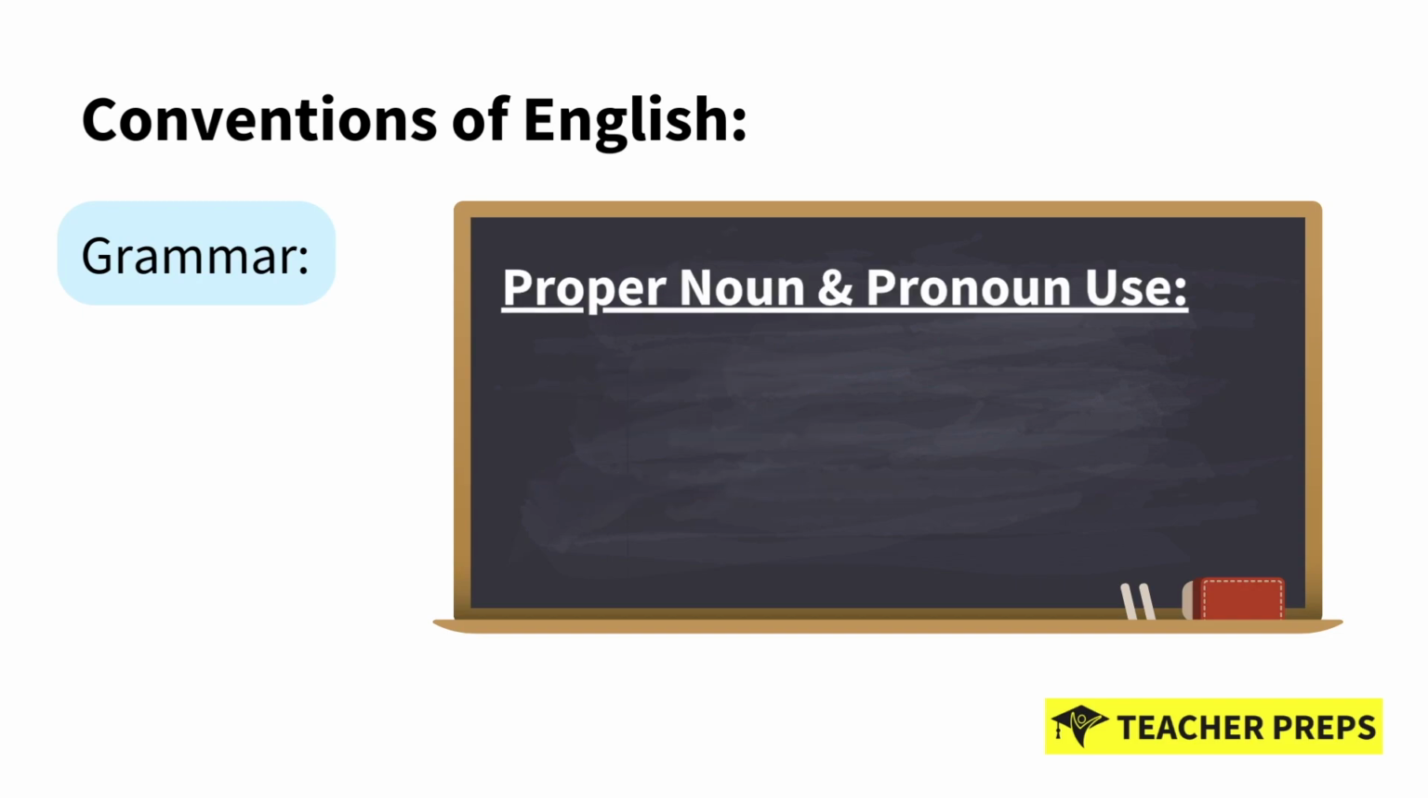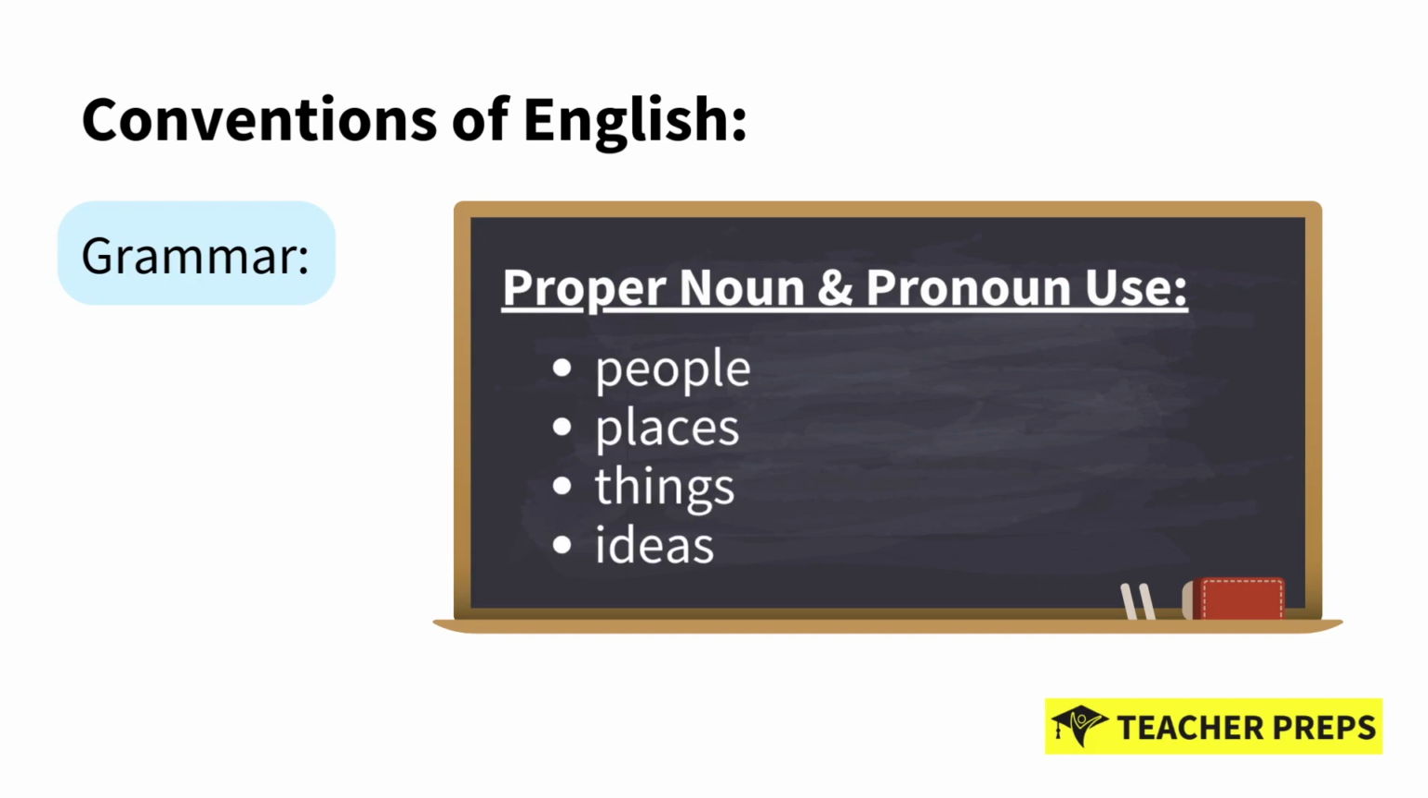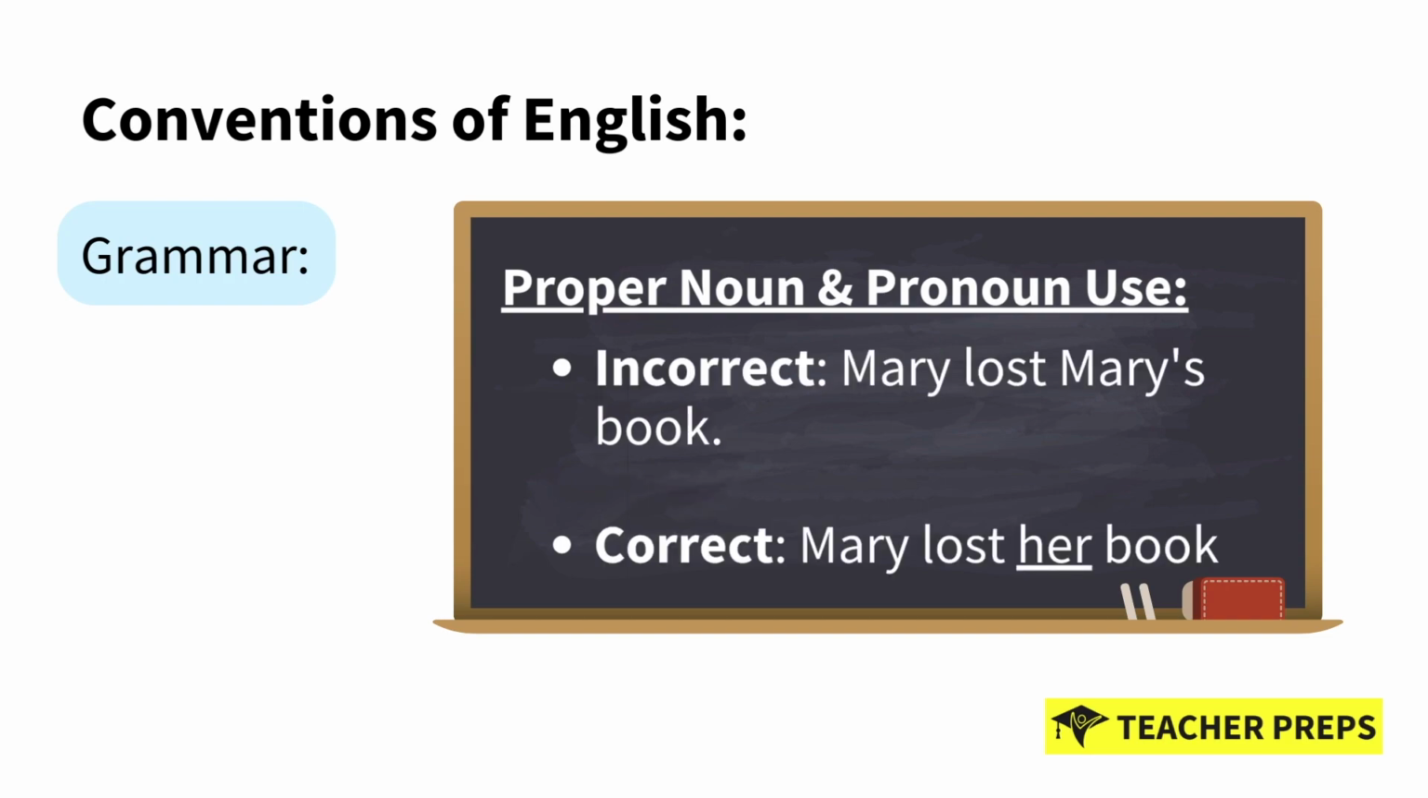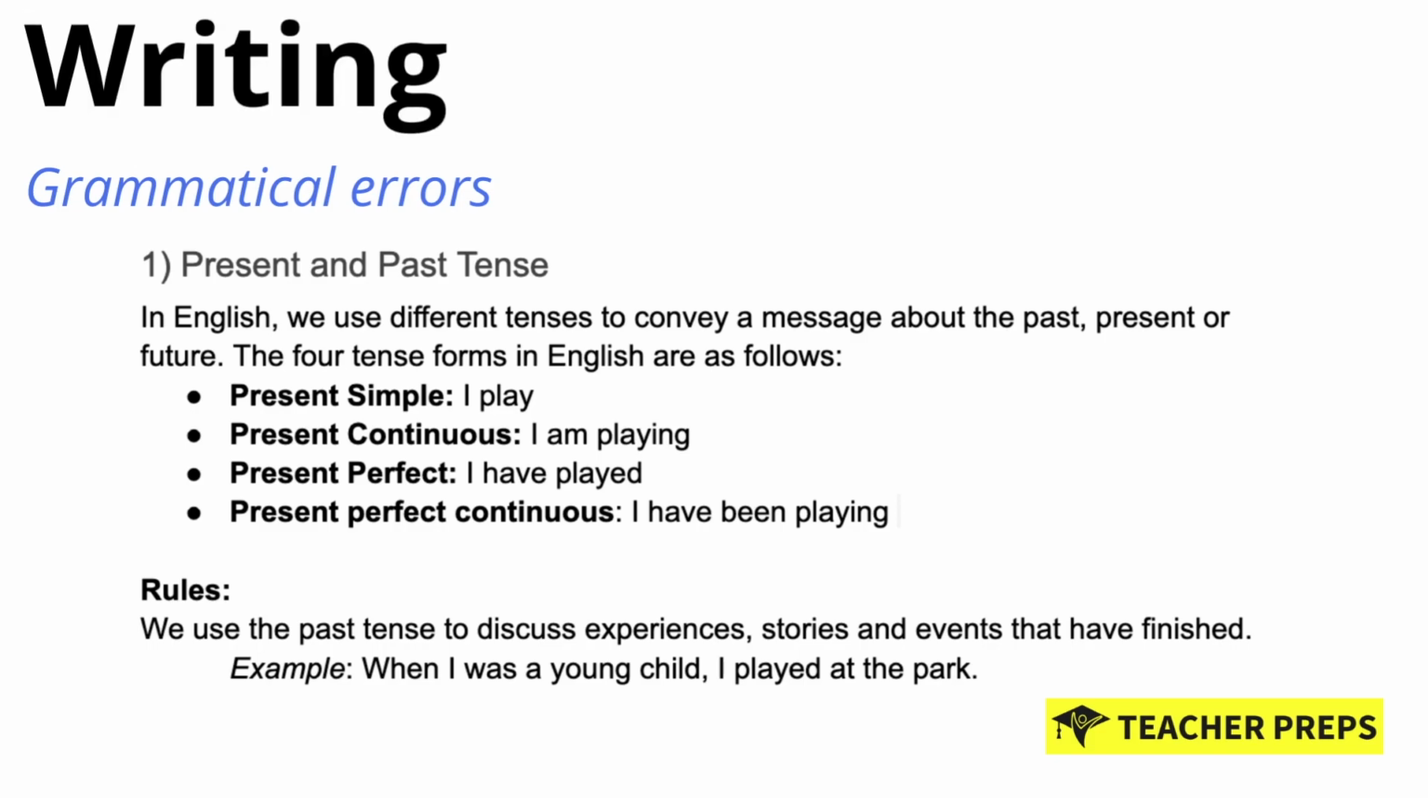Next, we have the use of proper noun and pronoun. These are people, places, things, or ideas. We could also have pronouns which replace nouns such as he, she, it, and they. So, for example, the incorrect version would be Mary lost Mary's books. We don't say that, but the correct version would be Mary lost her book.